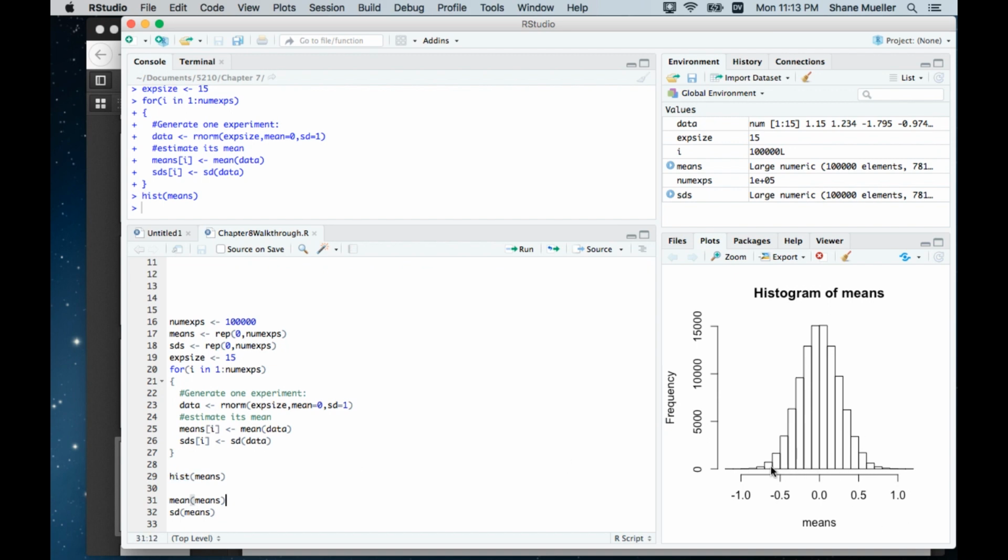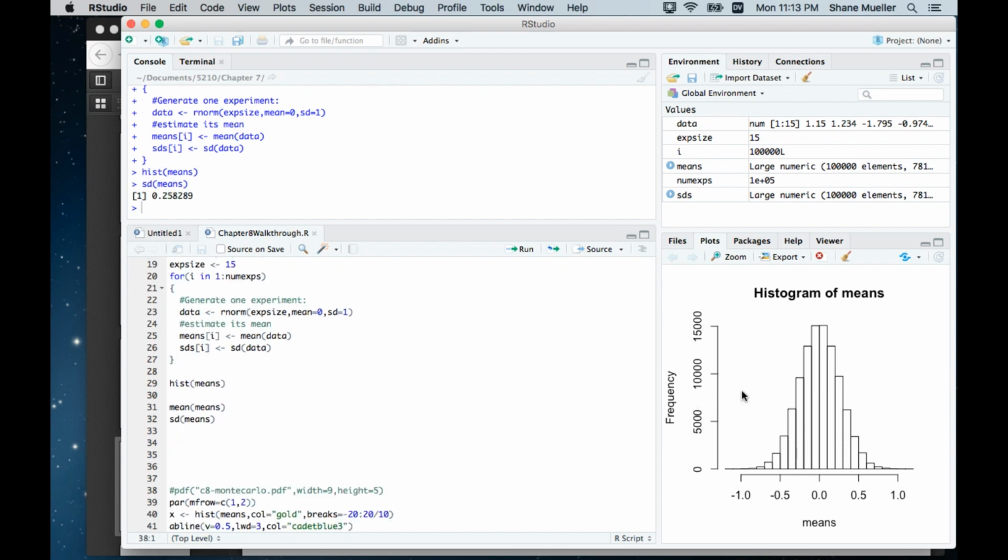We see that for 15 items, this distribution has a standard deviation of maybe a little less than a half, somewhere maybe about 0.3. That's my eyeball estimate of the standard deviation. We can calculate it here, so it's 0.25. So here, this is a standard deviation of 0.25.